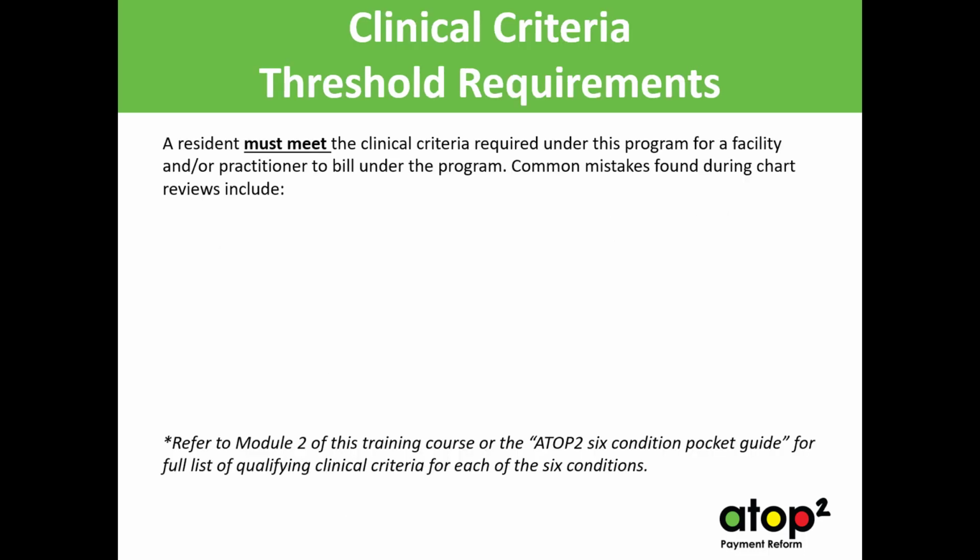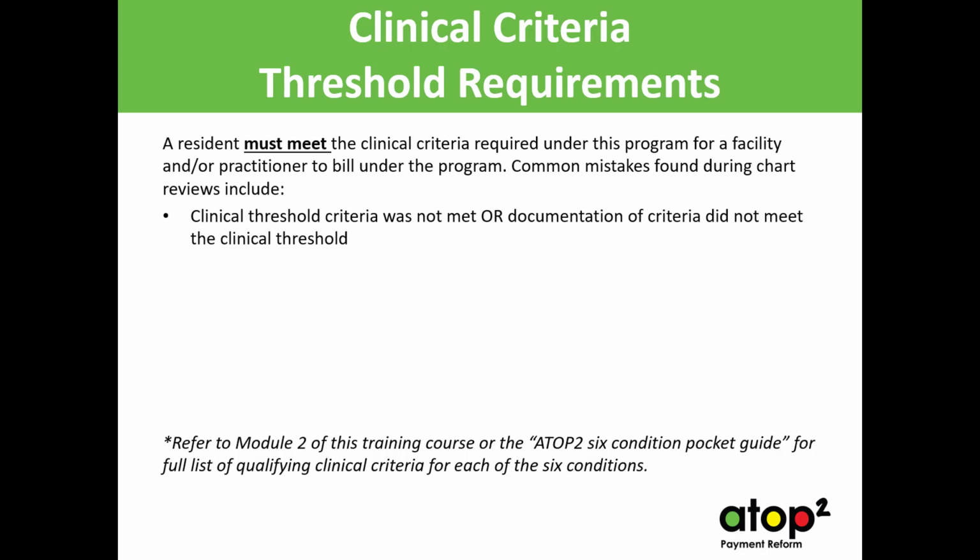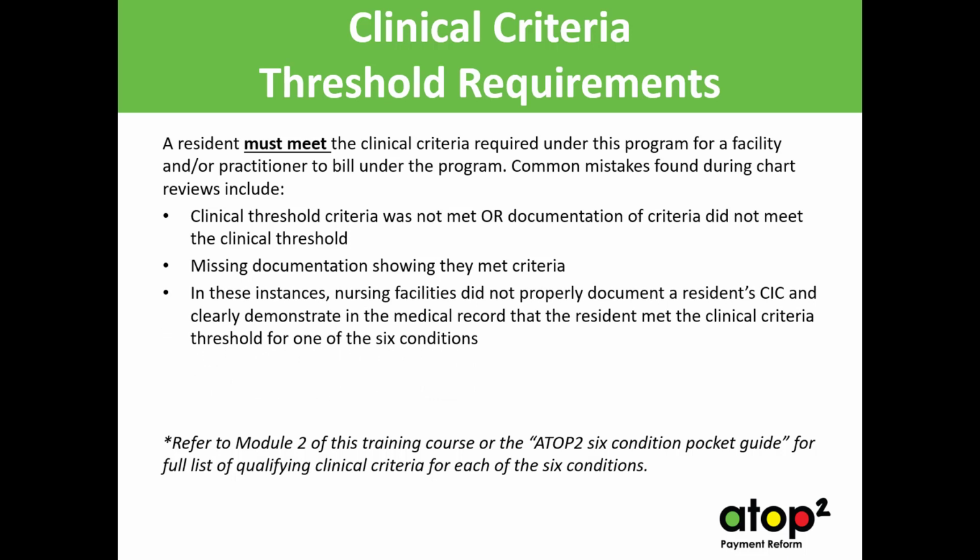A resident must meet the clinical criteria required under this program for a facility and practitioner to bill under the program. Common mistakes found during chart reviews included clinical threshold criteria was not met or documentation of criteria did not meet the clinical threshold, and missing documentation showing the resident met criteria. In these instances, nursing facilities did not properly document a resident's change in condition and clearly demonstrate in the medical record that the resident met the clinical criteria threshold for one of the 6 conditions.